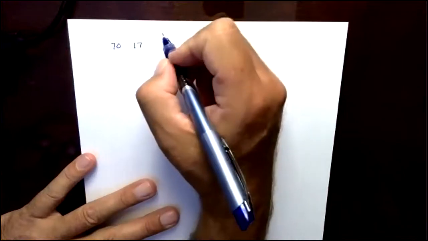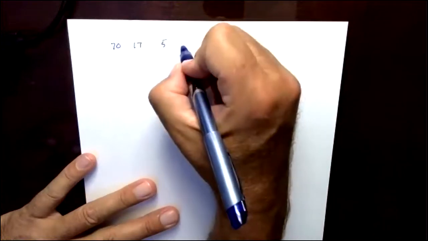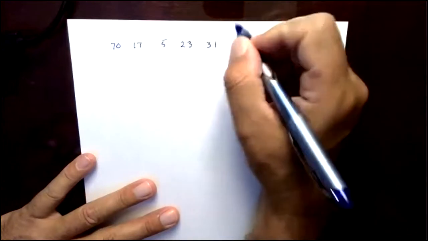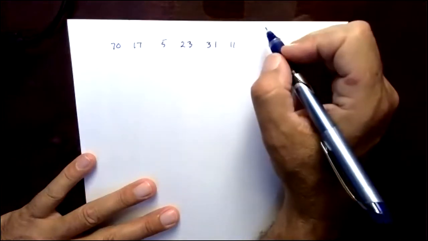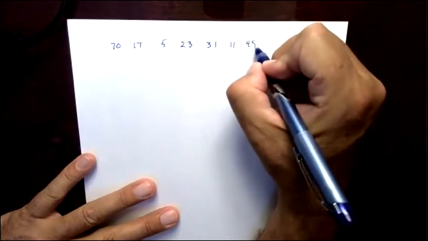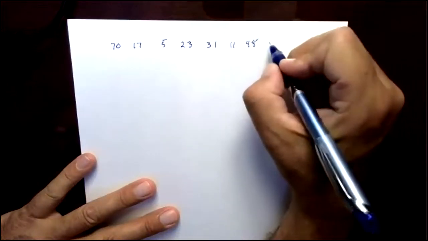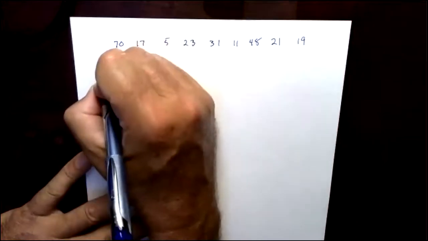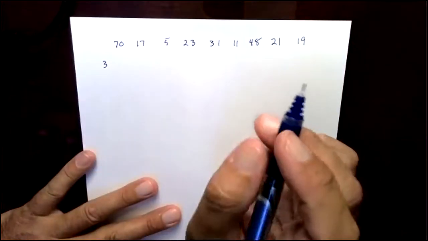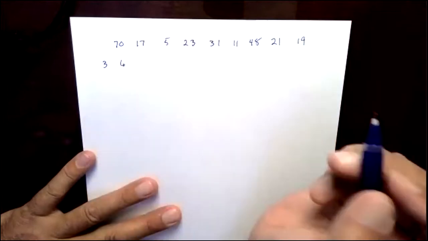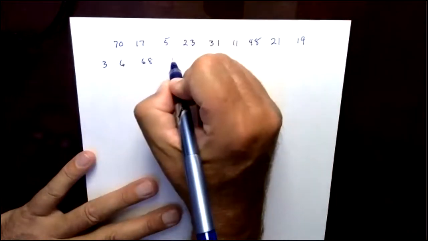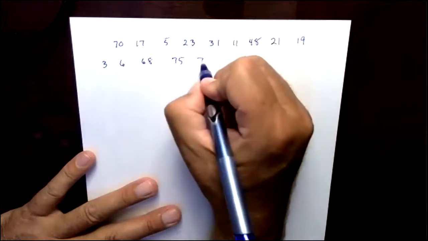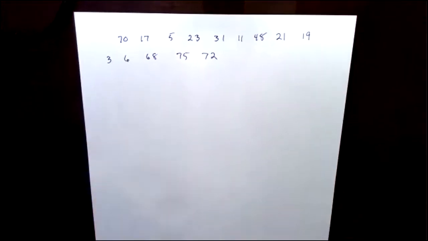17. 5, 23. 31. 11. 48. What else? 21. Keep going. 19. Three more. 3. Keep going. 6, 68, 75, 72. All right, you write the numbers down.